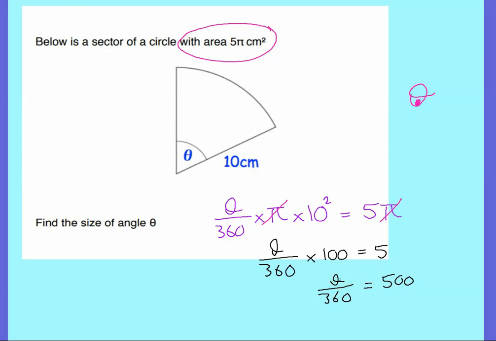Now, I've definitely done something wrong here. Let me just have a little look at what I've done. Wow, you can tell it's late. I've just said 5 divided by 100 is 500. So that's 1 over 20. You can see I now need to times by 360. So times by 360, that's the same as saying 360 divided by 20, which is the same as 36 divided by 2. That's 18. So we have 18 degrees.